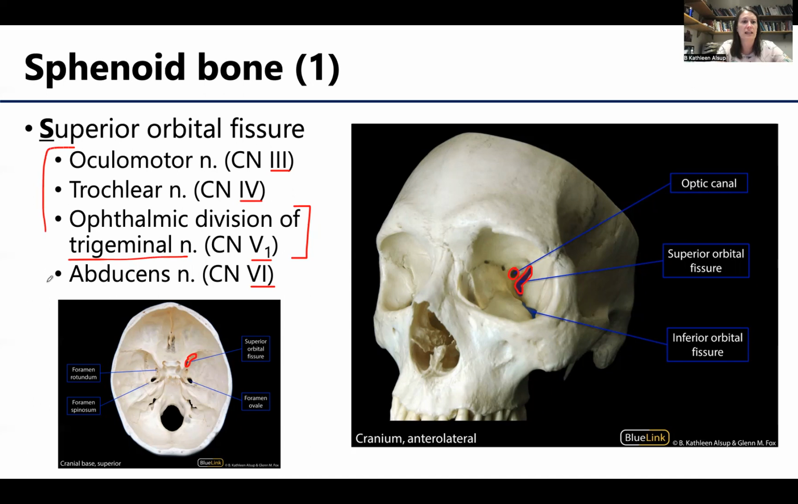But one thing I want you to get is that all of these things that are traveling through this superior orbital fissure are going to the orbit. For the most part, many of these are going to the orbit in order to innervate extraocular eye muscles that will move the eye around. It will provide sensory innervation to this region as well, specifically when we're talking about this ophthalmic division of trigeminal nerve. So all these things are going to the orbit or leaving the orbit.